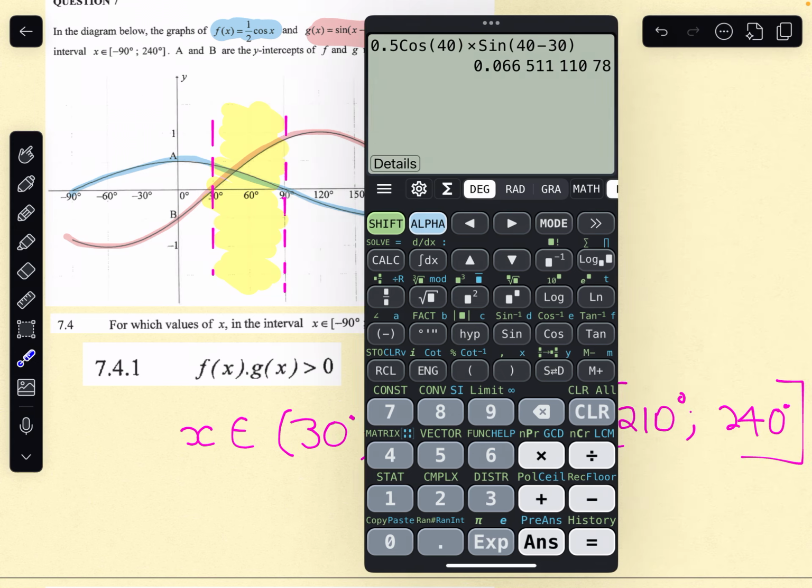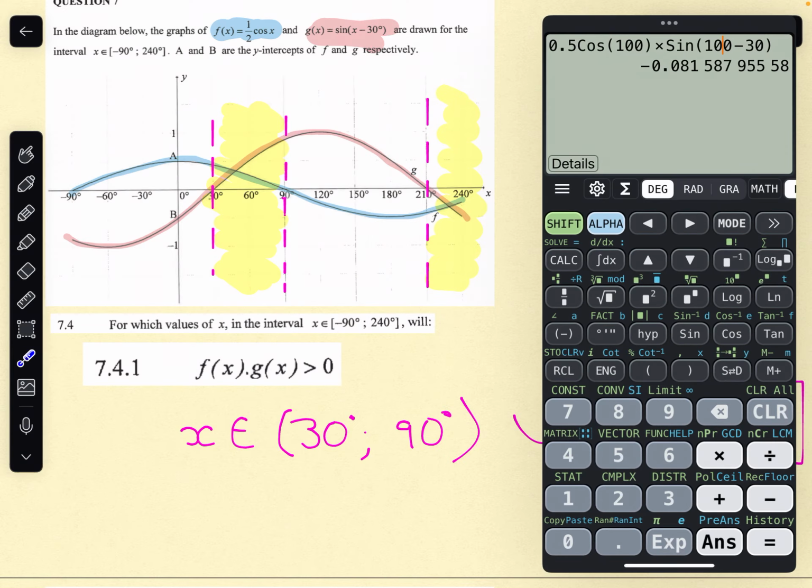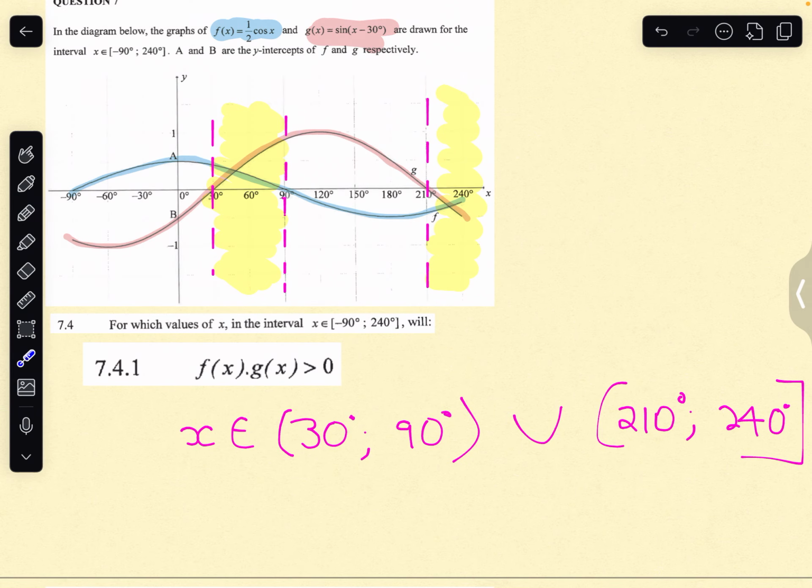And if we were to take a number that is not in this interval that we've defined, so let's say we took 100, then we should get a negative number. And we do indeed get a negative number. So just a bit of sanity checking that you can do.